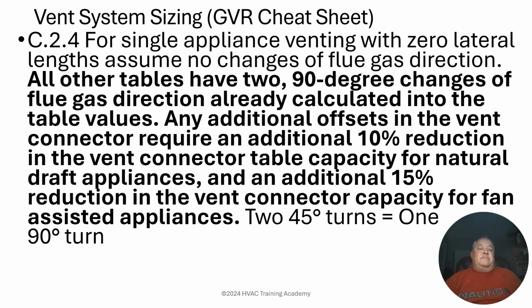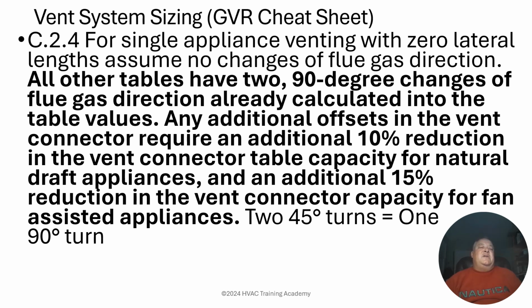All of the tables assume two 90-degree changes of flue gas direction already calculated into the table values. The only ones that don't are C1 and C2 when we have what we call a zero lateral, which I'll talk about. Any additional offsets in the vent connector require an additional 10% reduction in the vent connector table capacity for natural draft appliances, and an additional 15% in the vent connector capacity for fan-assisted appliances.